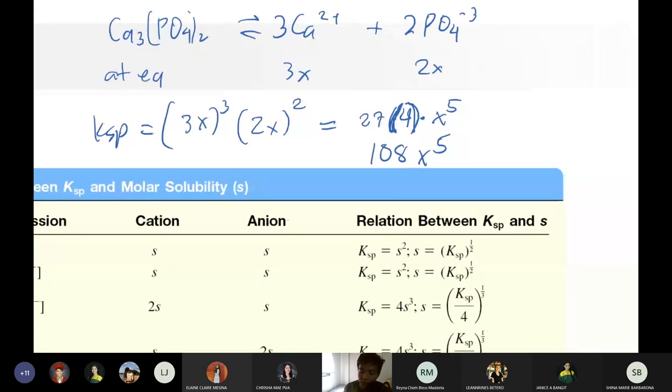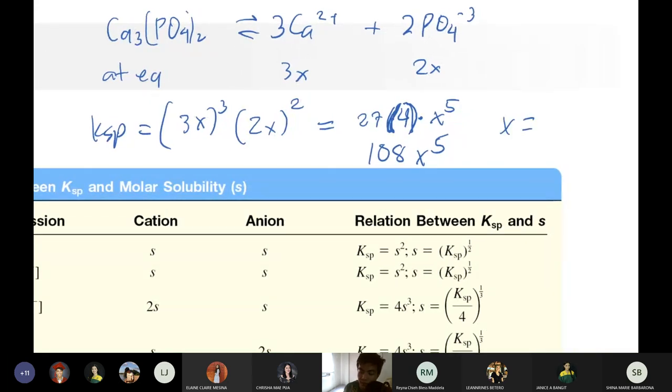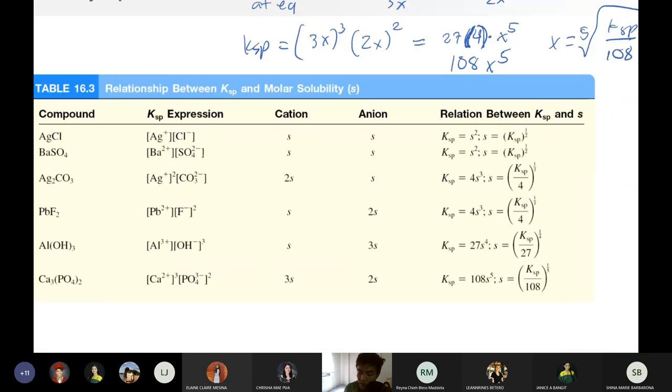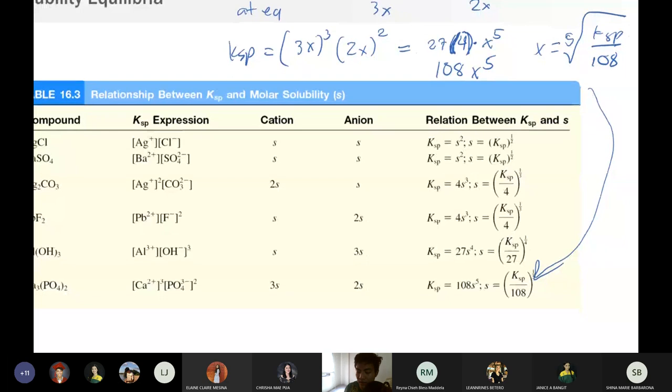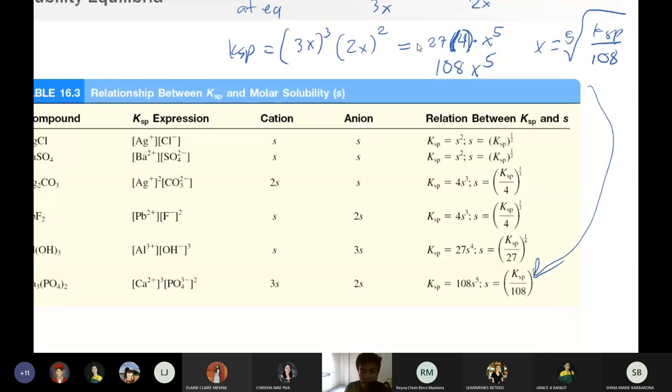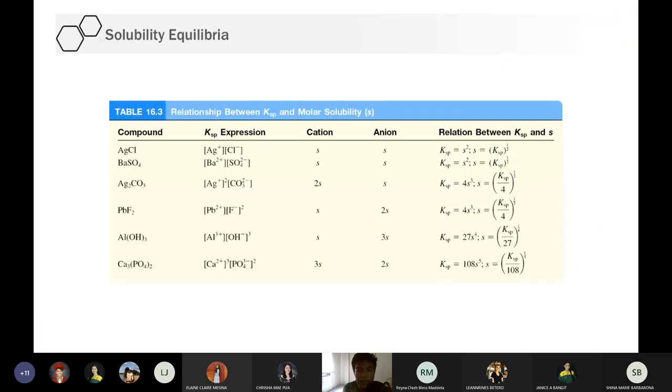x raised to 5. No? So to solve for the value x, that is just the fifth root of Ksp divided by 108. So basically, ito yung reason bakit yun yung nakasulat doon, that the molar solubility is the fifth root of Ksp divided by 108. So saan nangyari, saan to galing lahat? Ito lahat ay galing sa ice table.